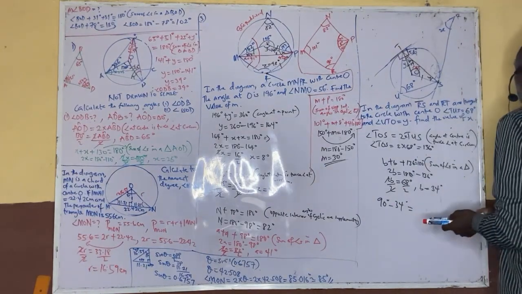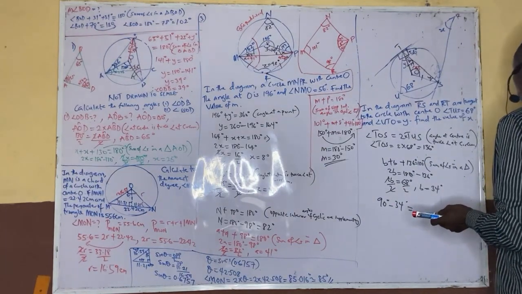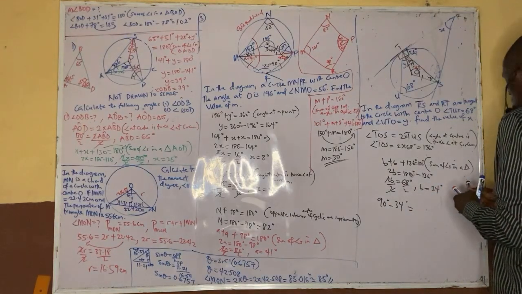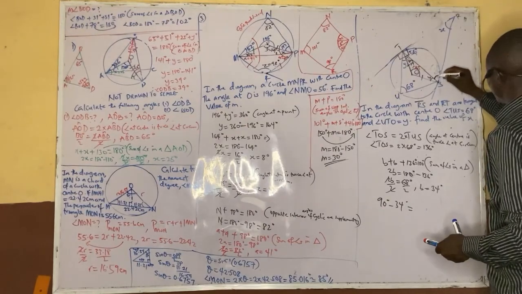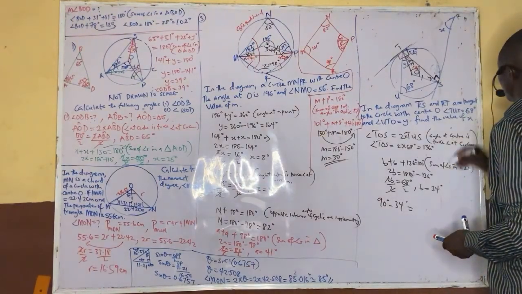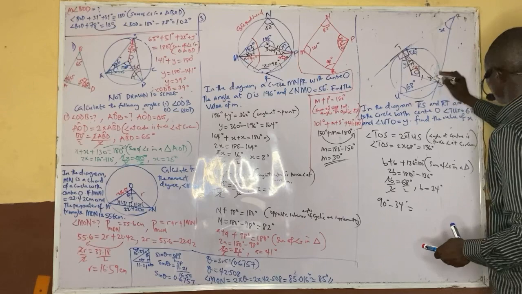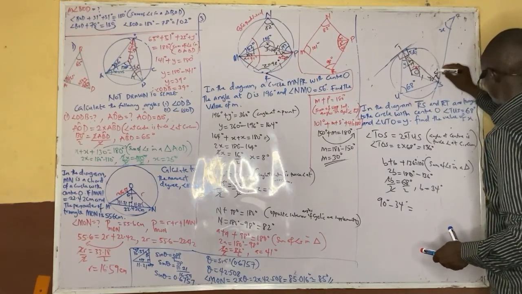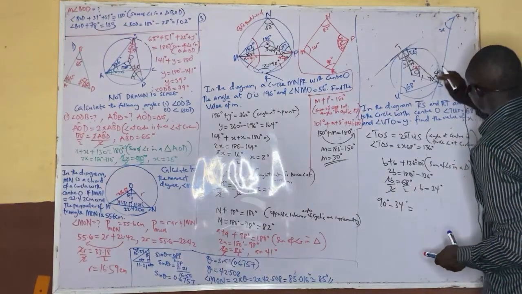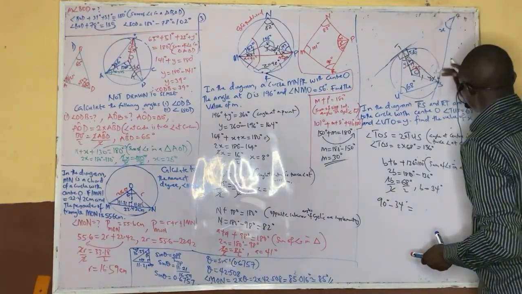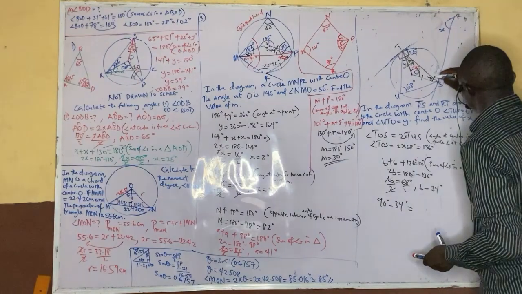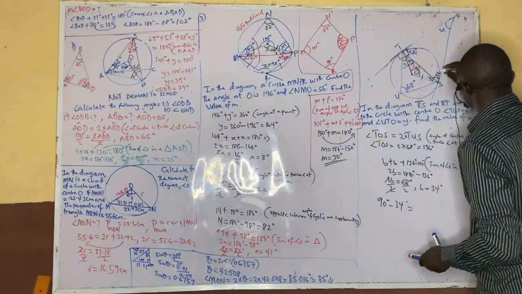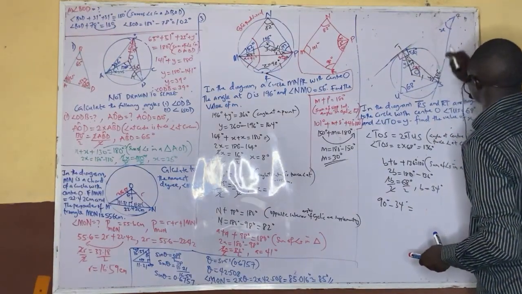This angle here is not 90 degrees. It is this one here that is 90 degrees. So if this is 34, this one is going to be 56. This line and this line are equal. So 56 degrees plus 56 degrees plus S gives 180.